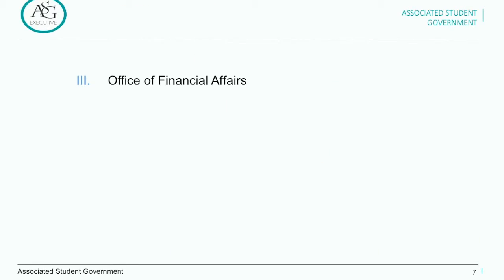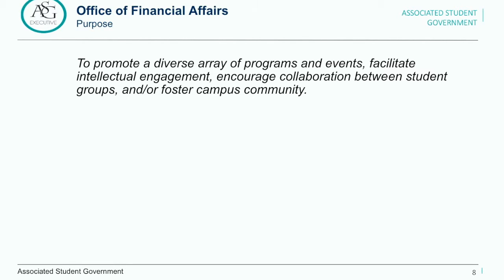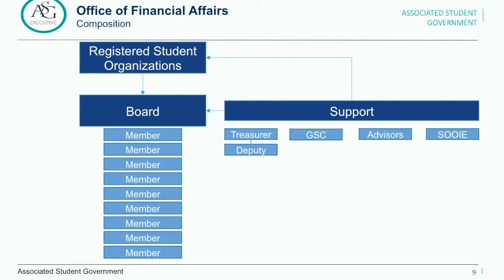So the Office of Financial Affairs, what do we do? The purpose of OFA is to promote a diverse array of programs and events, facilitate intellectual engagement, encourage collaboration between student groups, and/or foster campus community. So the composition of OFA: ultimately, we are serving the students and the registered student organizations.